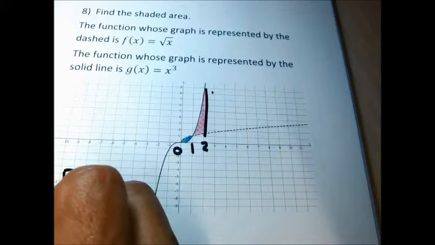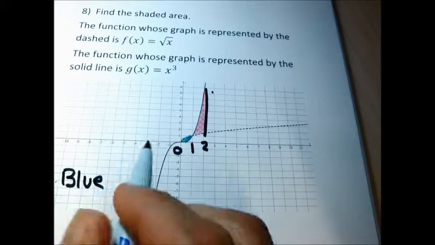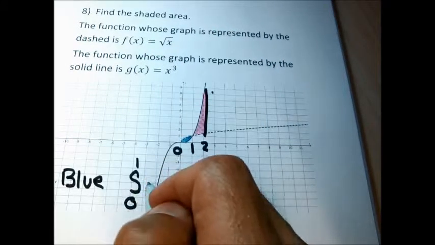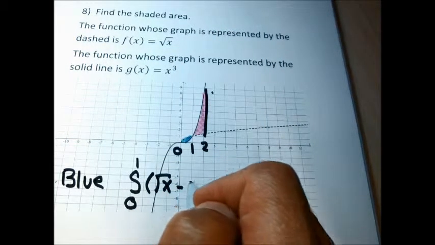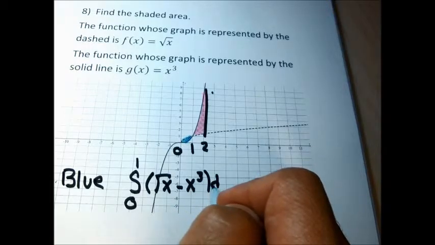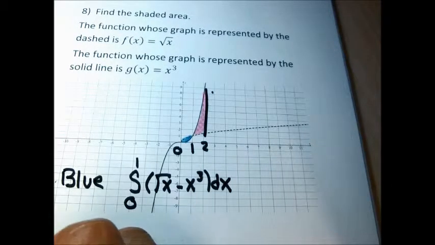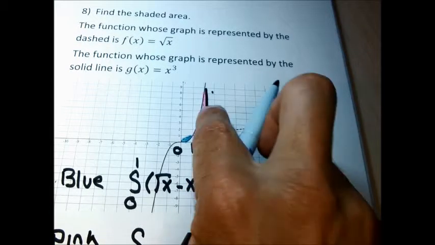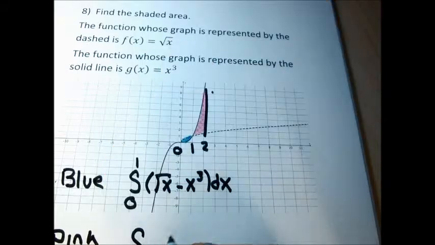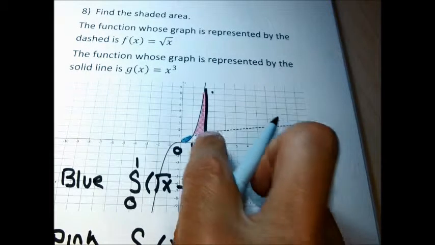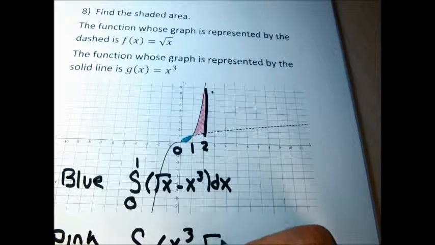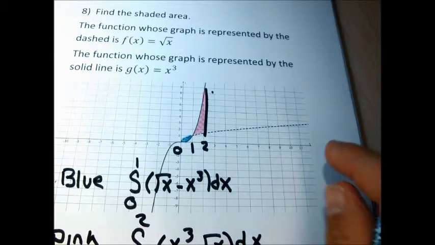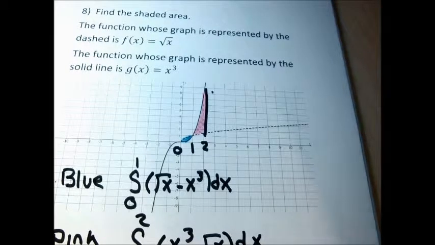So the blue region will be the integral from 0 to 1. The top function is the square root of x. The bottom function is x cubed dx. And then I'm going to have to do the pink region. And in the pink region, the top function now is the solid line, which is x cubed. The bottom function now is the dashed function, which is the square root of x. And that's between x equal to 1 and 2. I'm going to get a number for each one of these, and I'm going to add them together.